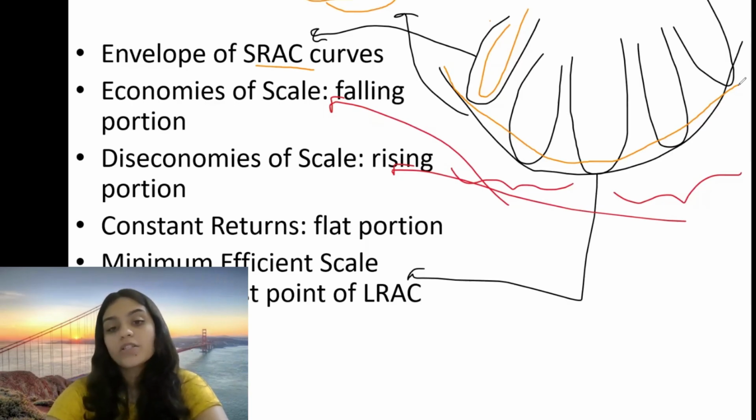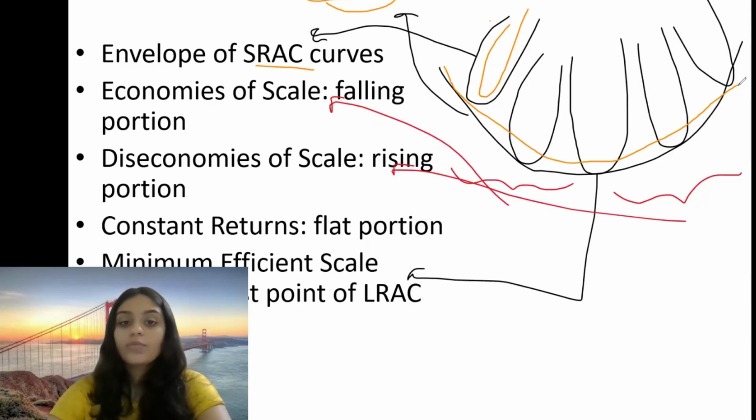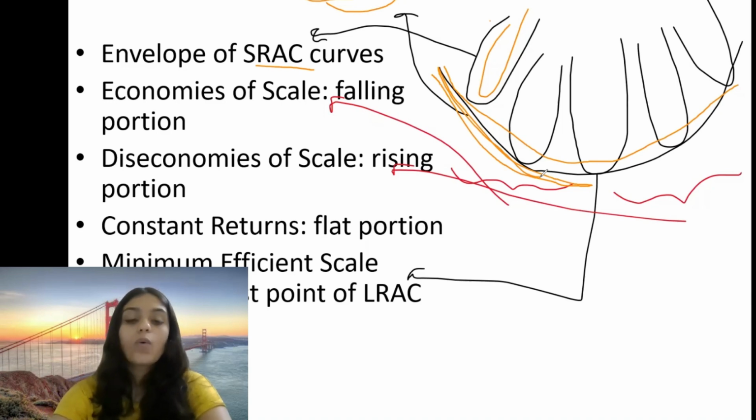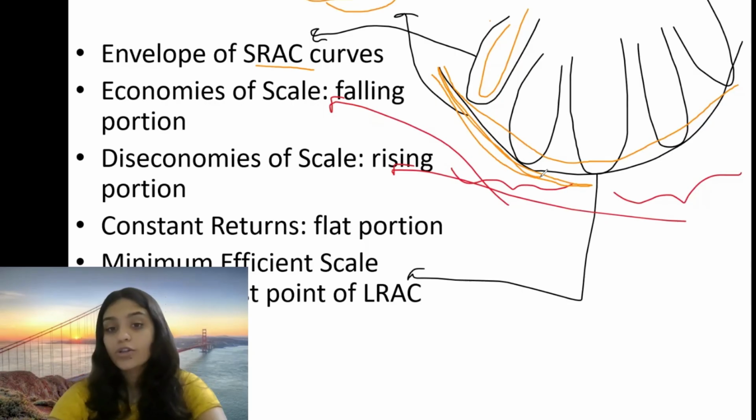Now, how are economies of scale and diseconomies of scale related to LRAC? Economies of scale occur when there is a downward sloping portion on LRAC. As the firm expands, average cost falls. Common sense. Now, why does it occur? Because of bulk buying, then specialization of labor, then better use of machinery, then spreading fixed cost over more output.